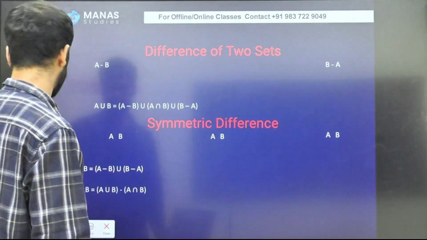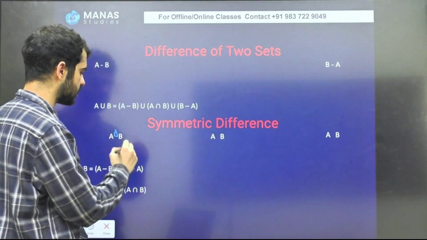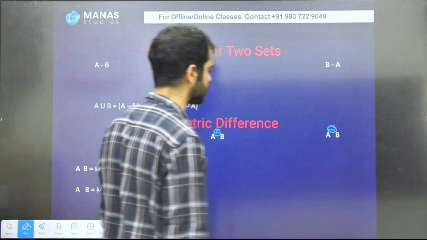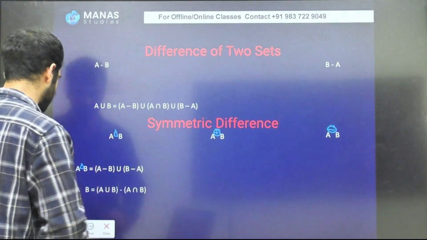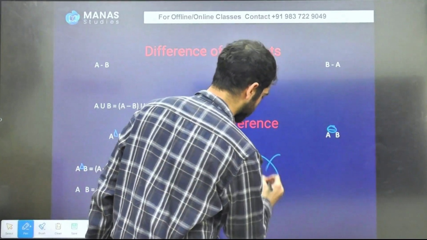Let's look at the next topic, that is symmetric difference. Now there are three different symbols, either delta or plus inside a circle or a minus inside a circle to denote symmetric difference. Now the symmetric difference is known as A minus B union B minus A. Let's look at the Venn diagram again.